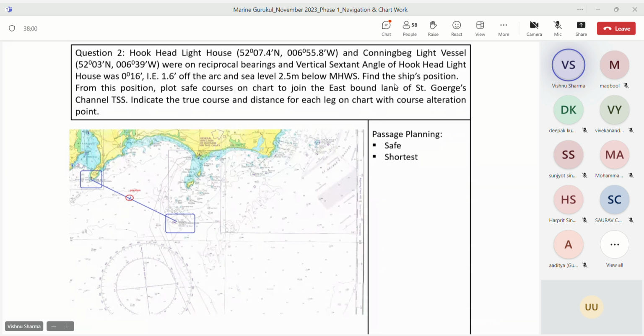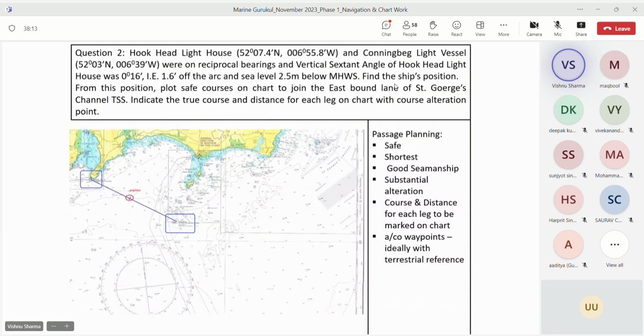Passage plan should be safe, should be shortest, show good seamanship and substantial alteration, with course and distance for each leg marked on the chart. Waypoints should ideally reference terrestrial references. Parallel indexing, if possible, should be used. The passage planning sheet should be completed in the exam. And the basic planning techniques in the sheet that has been sent to you must be adhered to. So these are the tips for you when you plan your passage in the exams.